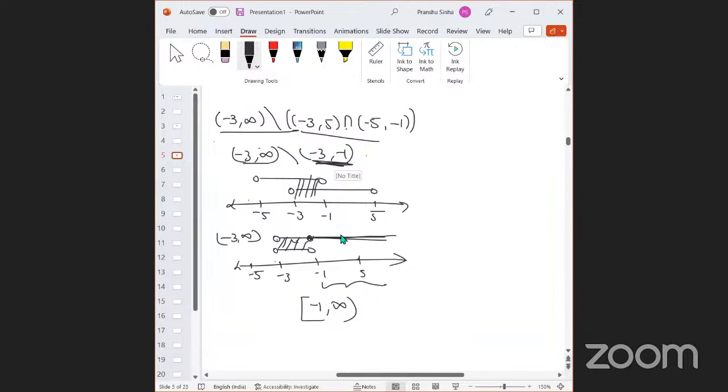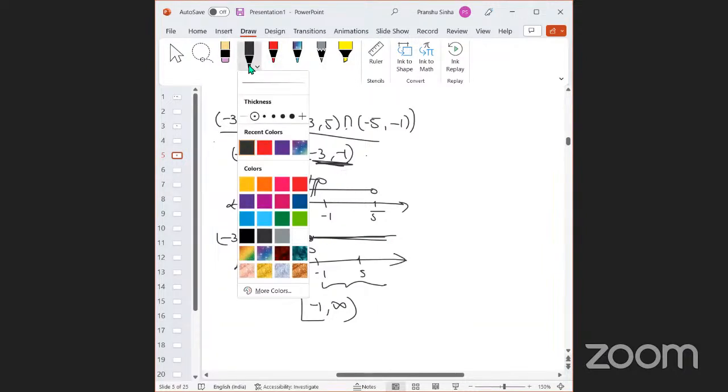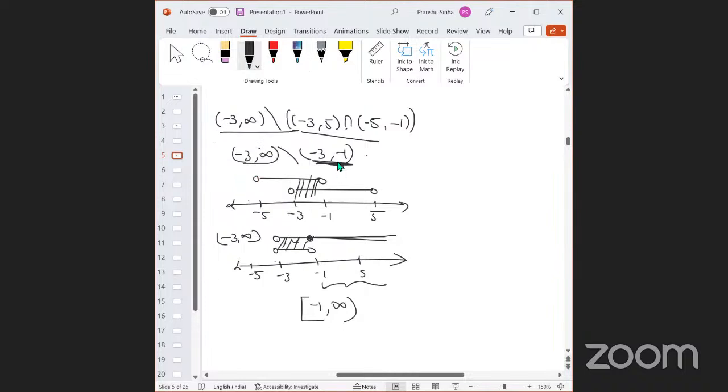See, we have -3 to infinity, right? Yes, sir. And we have -3 comma -1, this set. So we need to find the portion of the -3 to infinity curve which is not in this interval, right? So the interval is coming as -1 to infinity, right?